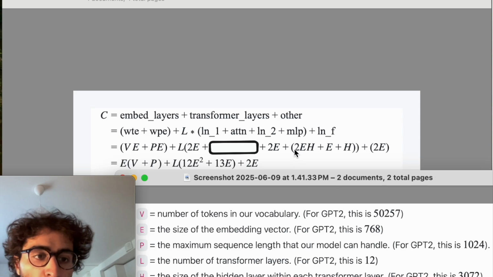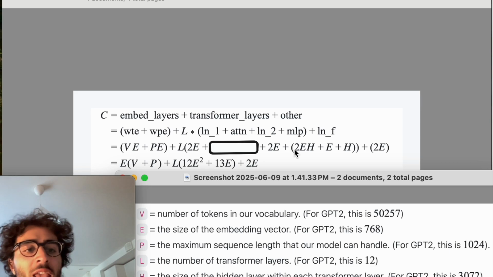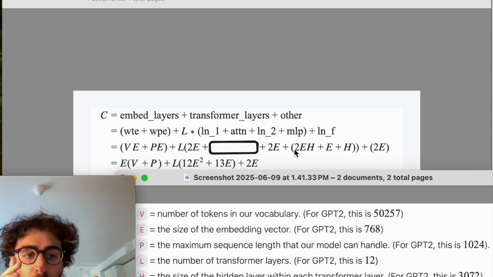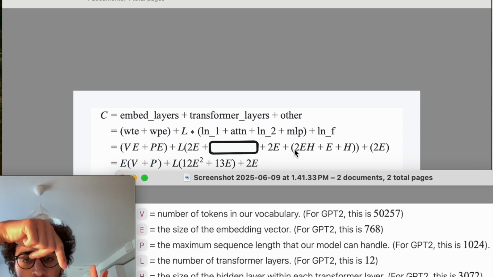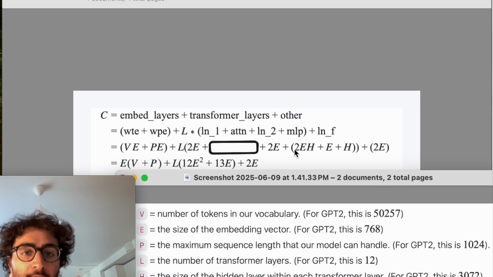So since we have both an up projection and a down projection, we have EH twice. And then in addition, we add a bias term to each of the projections. So for the up projection, we will add H, because the temporary dimension of our residual stream will be 3072. And then once we down project, we will also add E, which is just the normal residual stream dimension of our transformer. So there you go for the formula of our MLP layer.